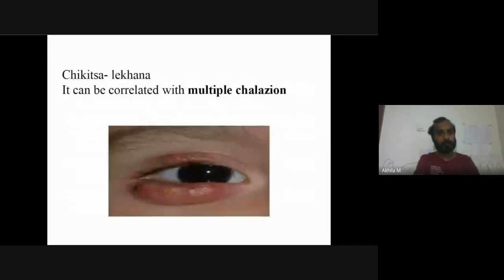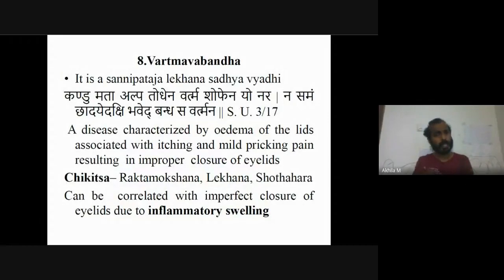Then comes Varma Avabandha. Sushruta Acharya only described Varma Avabandha. That is sannipataja, lekhana sadhya jati. Kandu, alpa toda, varma shotha. Alpa toda means mild pain will be there. Varma shotha, some swelling will be there. And mild pricking pain will be there. Because of the swelling, the patient cannot close the eye properly. That is a sannipataja lekhana sadhya vyadhi.